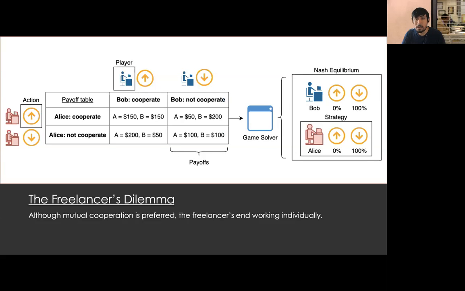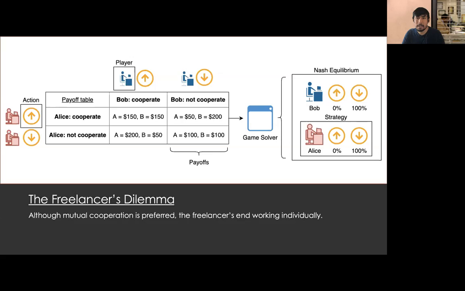For example, the top left cell corresponds to the scenario where Alice and Bob cooperate. In that case, the system goes live and each receives $150. When neither cooperates, in the bottom right cell, they deliver their corresponding component without finishing the integration via the API, so each receives $100. When one freelancer cooperates but the other doesn't, the cooperating developer is not able to finish their component, obtaining only the initial $50, while the non-cooperating developer finishes their component and even has time to take an additional contract, pocketing $200.